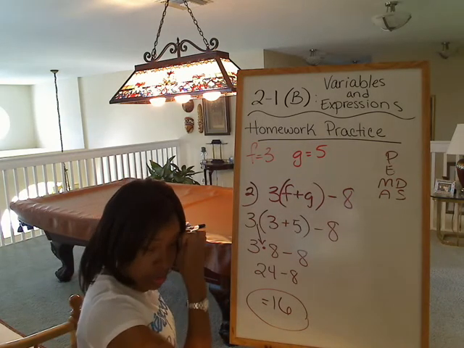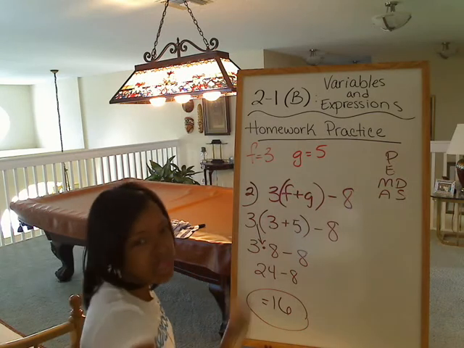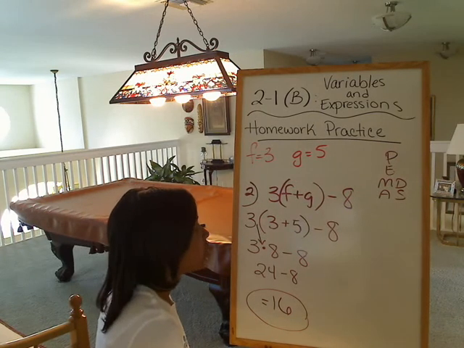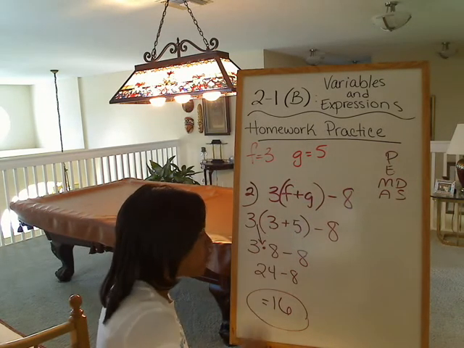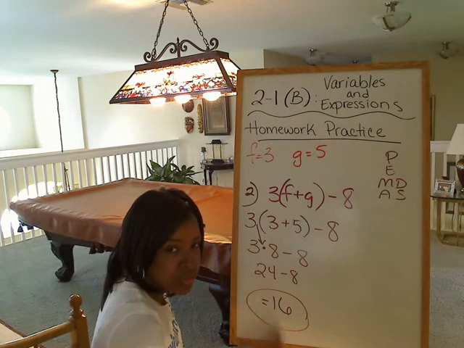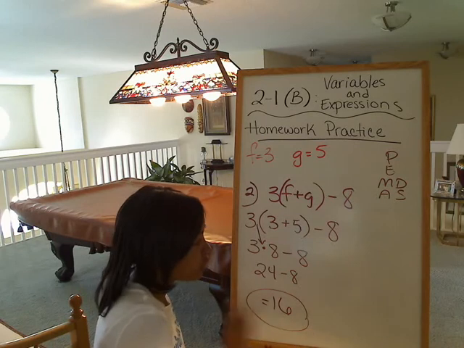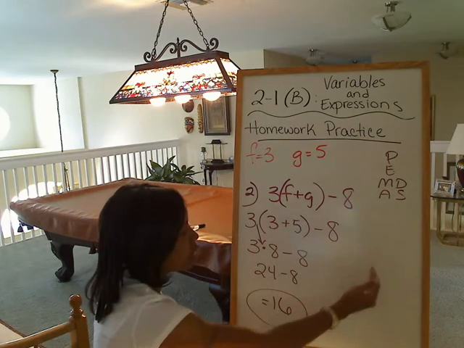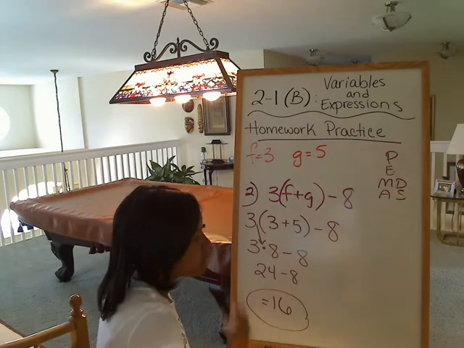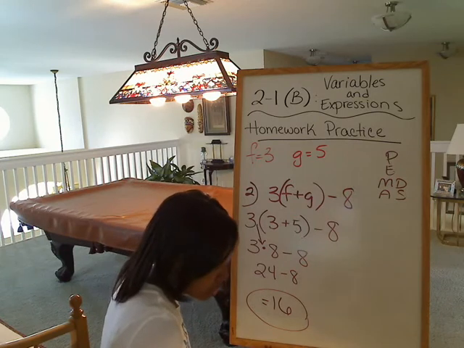You have to know your order of operations to solve these. Plugging in the numbers is easy. It's just knowing how to do the order of operations afterwards. Parentheses first, then exponents, then multiplication or division, whichever one comes first when you read left to right. Same thing for addition or subtraction. Okay, let's do number 3.